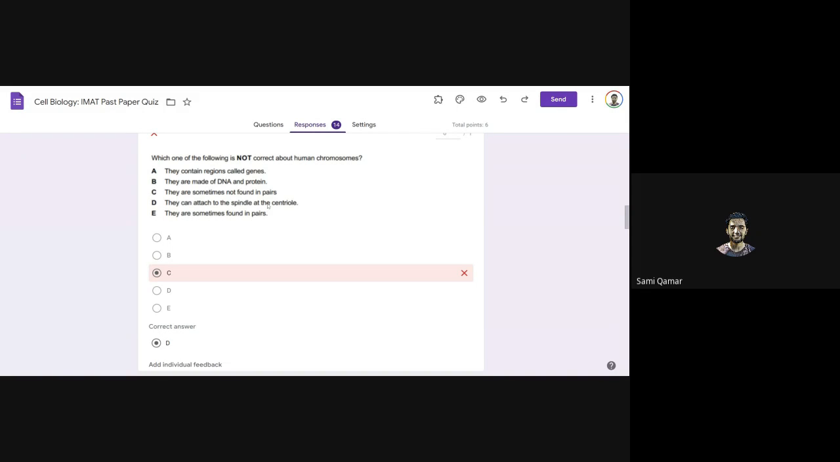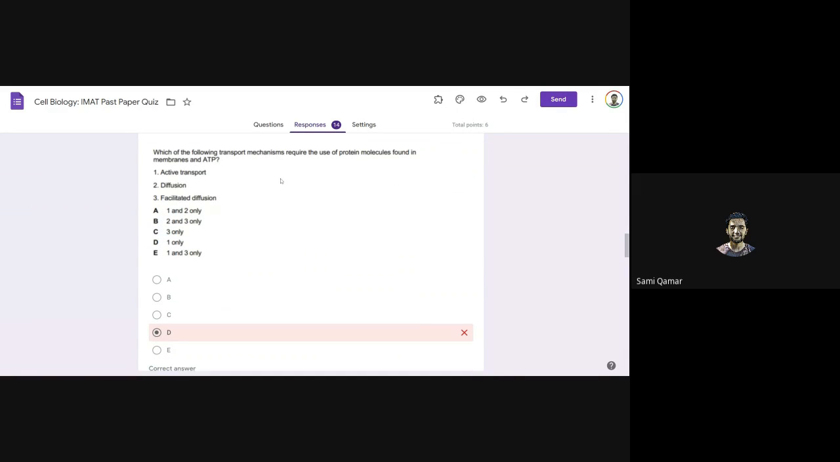D, they can attach to the spindle at the centriole. No, brother, they can't attach to the spindle at the centriole. They attach to the spindle at the centromere. We talked about how the centriole is an organelle. So see here, somebody put C, but option D was the one. I hope you guys are understanding. So E, they are sometimes found in pairs. Yeah, this is also true. E option is not correct.